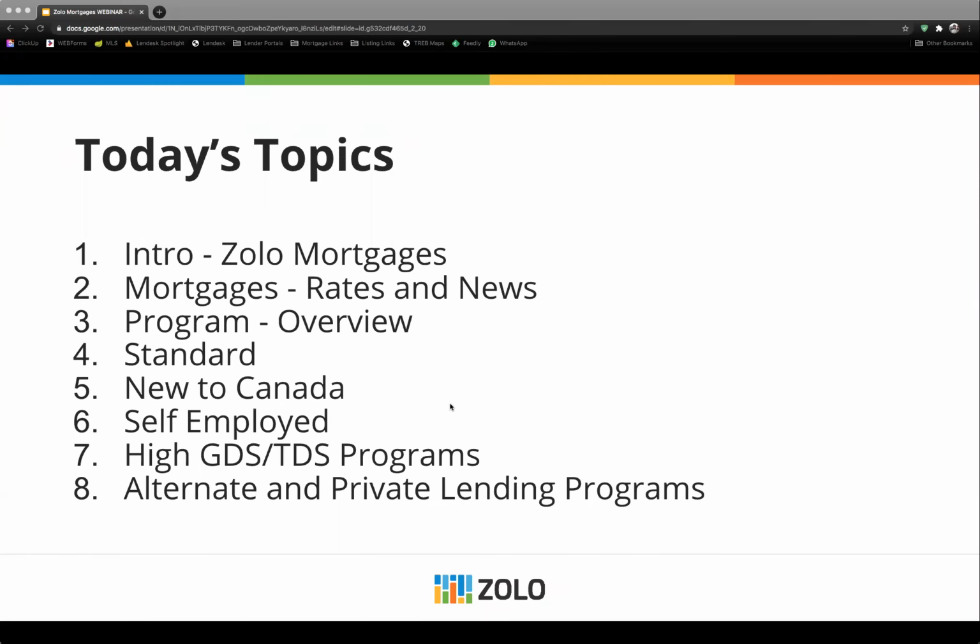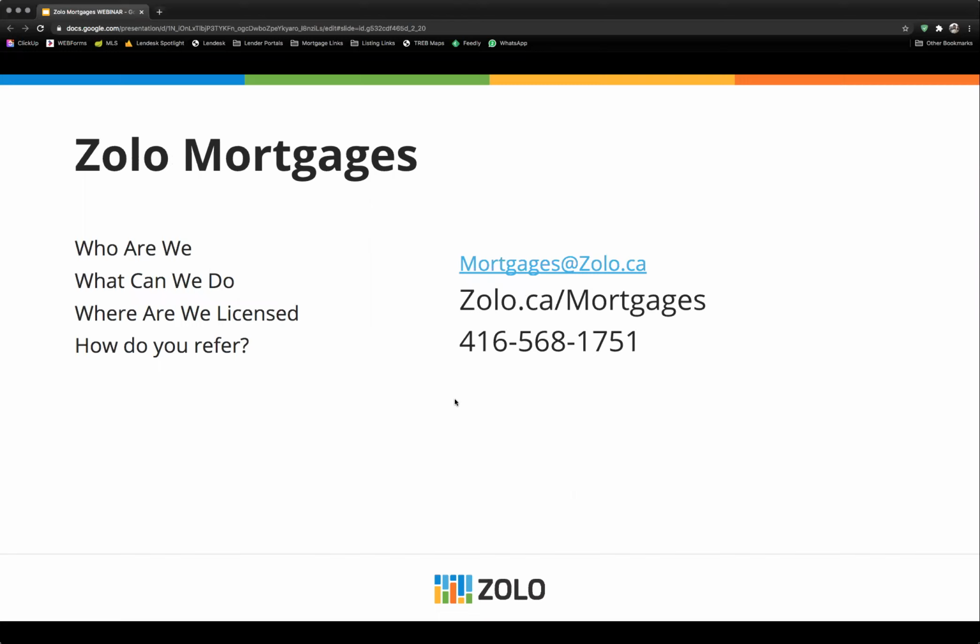So first slide, we are at Zolo Mortgages. We are the sister company to Zolo Realty, so we work in tandem with the real estate agents here. We are currently licensed in Ontario. By the middle of this month, we will be licensed in BC. The plan was this year to do Alberta as well as BC, but things didn't work out in Alberta.